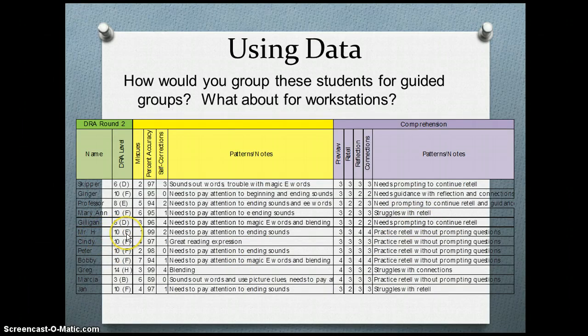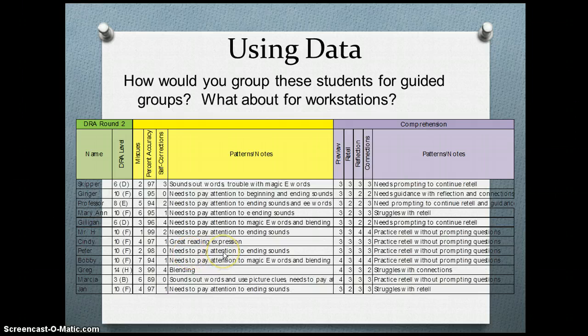Mr. H is a level F. Had a really high accuracy, almost the highest accuracy. Him and Greg have really high accuracy and a good number of self-corrections. Again, needing to pay attention to ending sounds, practice the retell. Cindy is an F. She had 4 miscues, 1 self-correction, had great expression, practice with retell.